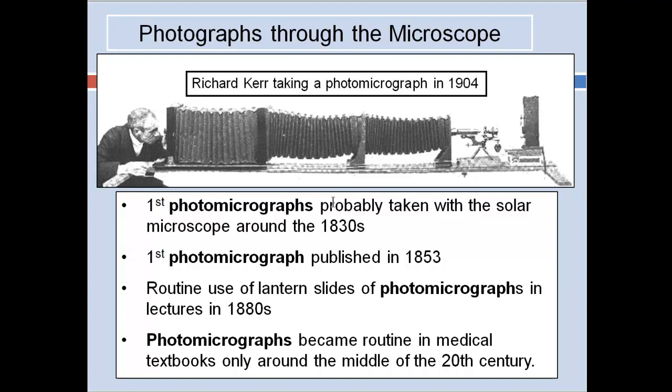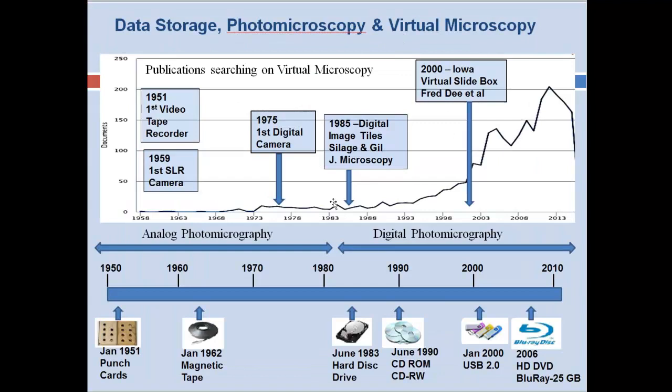The very first photomicrograph was published in 1853, and by 1880, there was routine use of lantern slides. Now, these are fairly large slides; these photographs were embedded between glass, and they were put in a projector, and then you could project them on a screen or a wall. But by the middle of the 20th century, photomicrographs became routine in medical textbooks. And this is kind of interesting, I think.